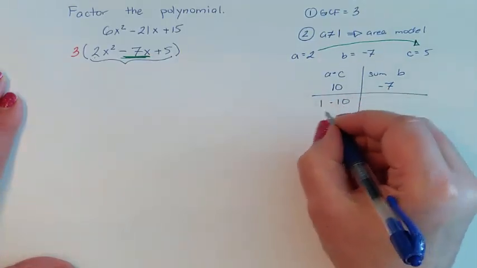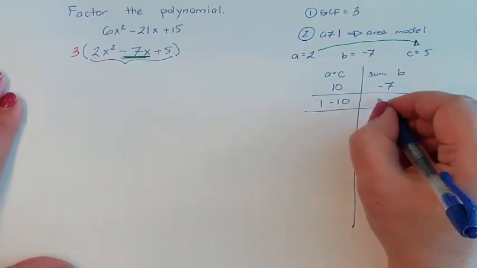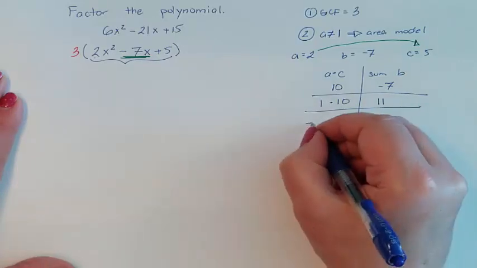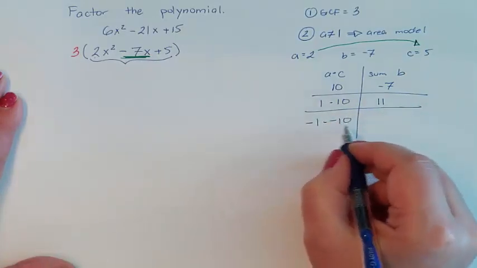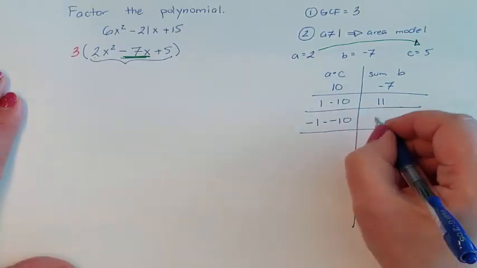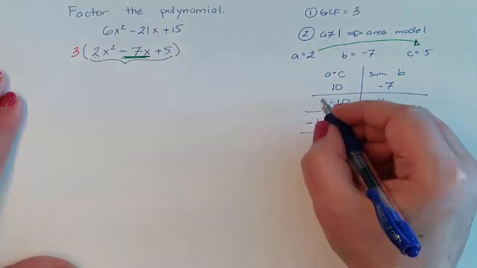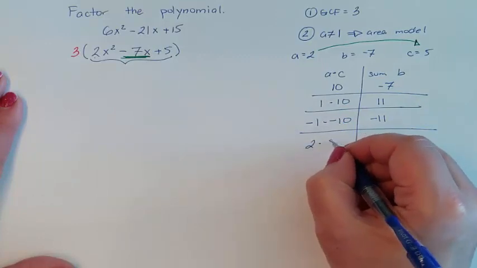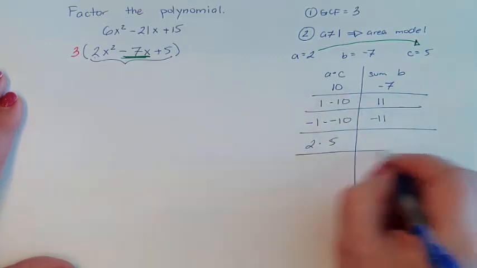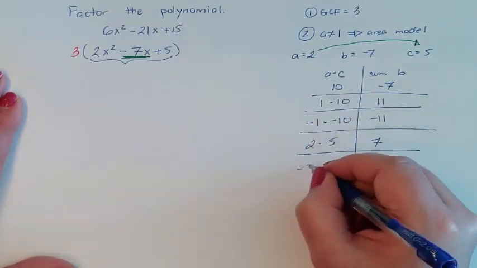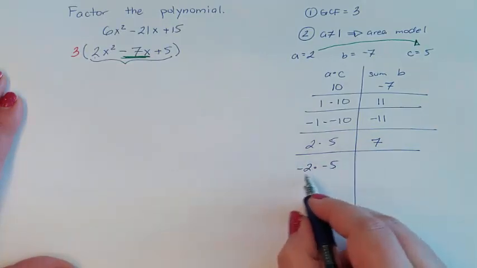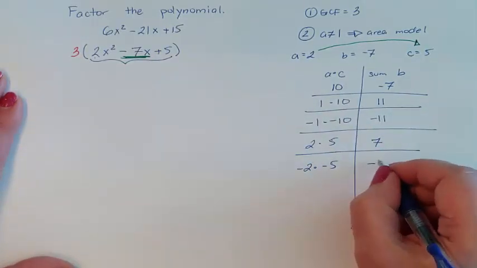1 times 10 multiply to give me 10, but when I add them I get 11. That didn't work. Negative 1 times negative 10 multiply to give me 10, but when I add them together I get negative 11. Didn't work. It's closer, but didn't work. So ones didn't work, try 2's. 2 times 5 multiply to give me 10, but when I add them I get 7. Negative 2 times a negative 5 multiply together to give me 10. When I add them I get a negative 7.